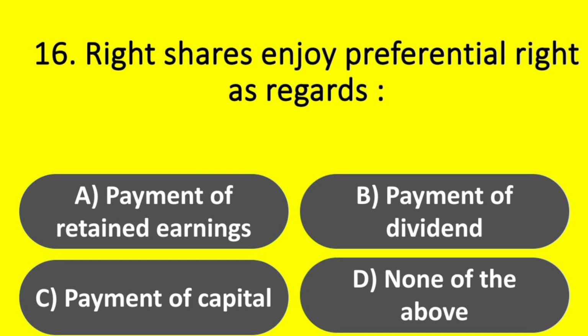Question. Right shares enjoy preferential right as regards: option A, payment of retained earnings; option B, payment of dividend; option C, payment of capital; option D, none of the above. Answer: option D, none of the above.